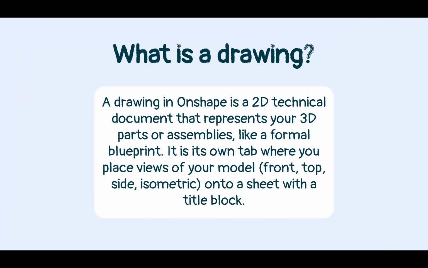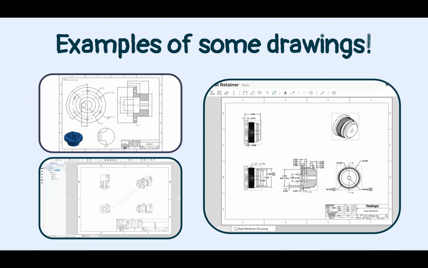So what is a drawing? A drawing in Onshape is a 2D technical document that represents your 3D parts or assemblies, like a formal blueprint. It's in its own tab where you place views of your model, like the front, top, side, isometric, onto a sheet with the title block. Here are some examples of Onshape drawings.